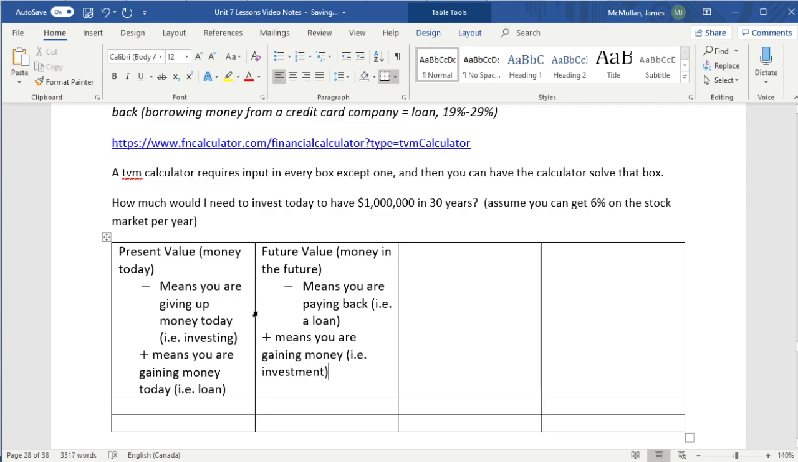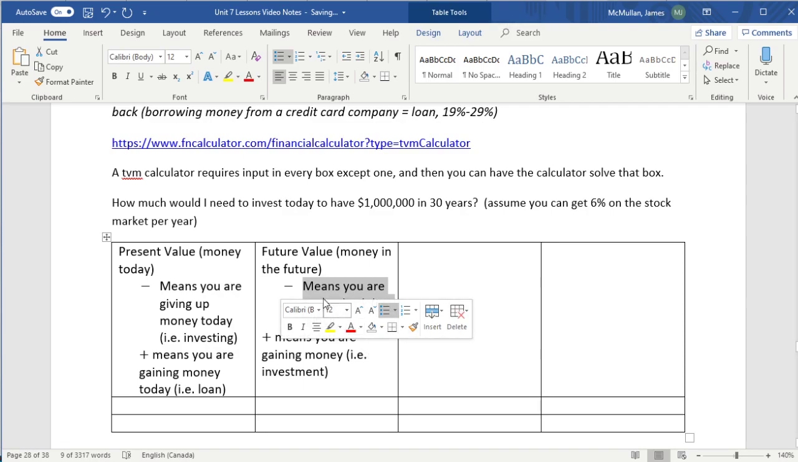So you can see that it's not that loans are negative or positive. It's that present value and future value need to balance one another. If I am giving up money today, it means I'm gaining money in the future. On the other hand, if I borrow money today, it means I'm paying it back or I'm losing it in the future, right? So that's what the positive and the negatives mean.